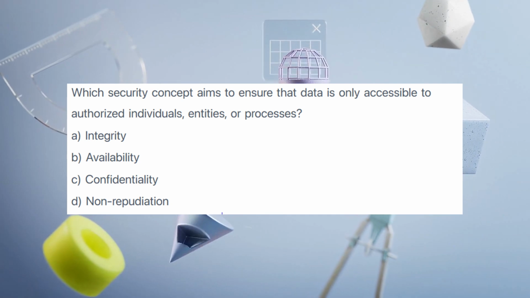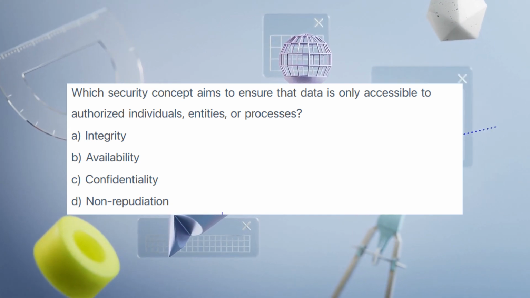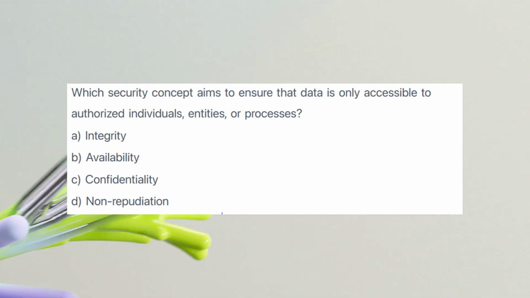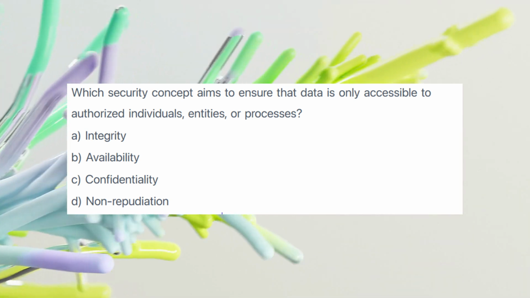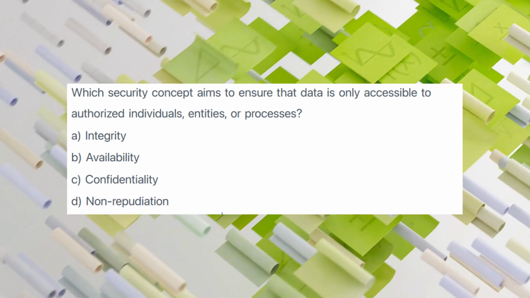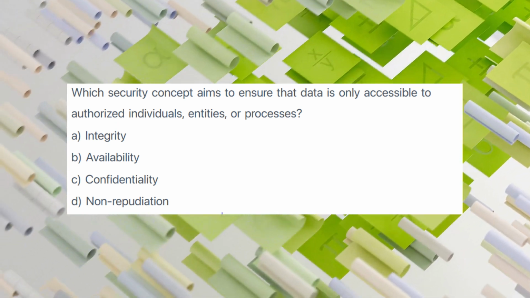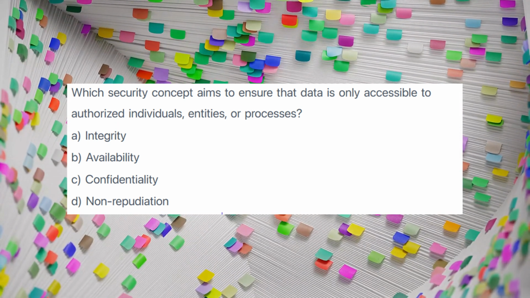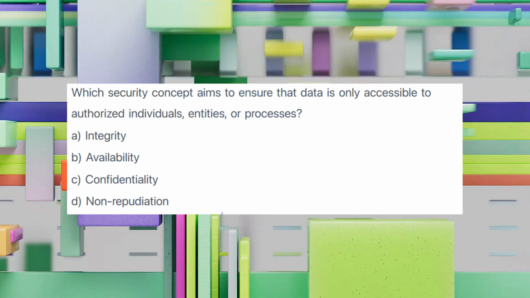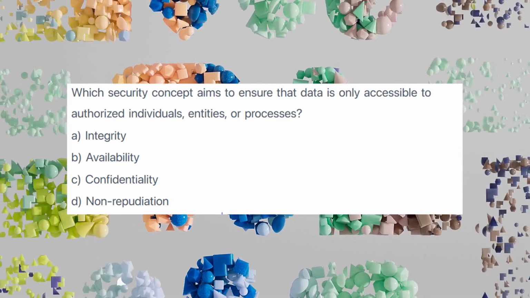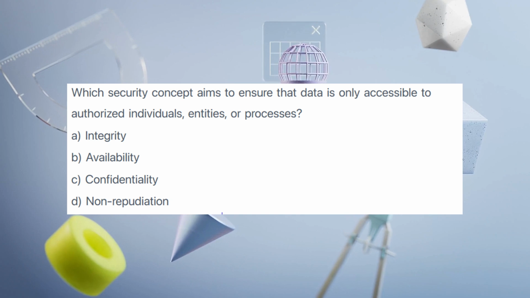Which security concept aims to ensure that data is only accessible to authorized individuals, entities, or processes? A. Integrity. B. Availability. C. Confidentiality. D. Non-repudiation. Take a moment to think.